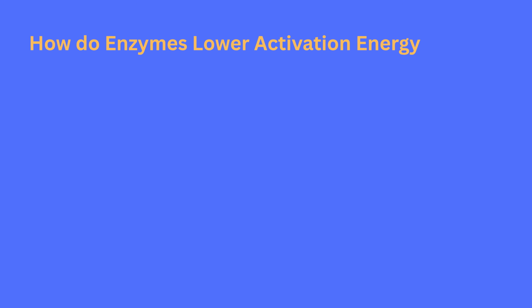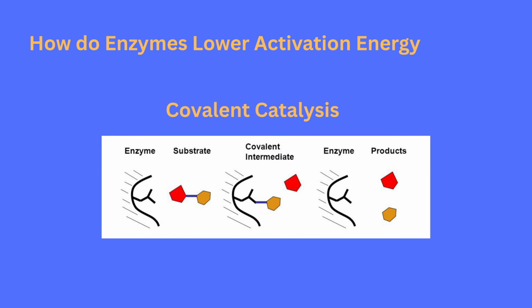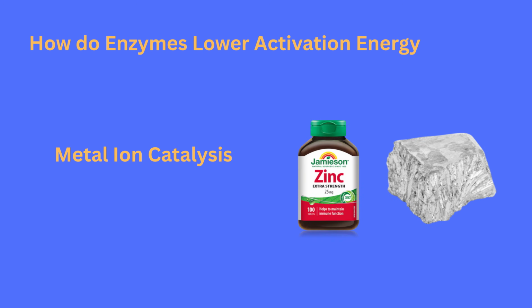How do enzymes lower activation energy? Different enzymes all have their own way of lowering activation energy, such as acid-base catalysis, where enzymes will donate or receive protons with their substrate. Covalent catalysis. This works by the enzyme covalently bonding to the substrate, which provides an easier, lower energy path for the reaction to take place. Metal ion catalysis. The metal ions stabilize charged intermediates and orient the substrate with the enzyme.